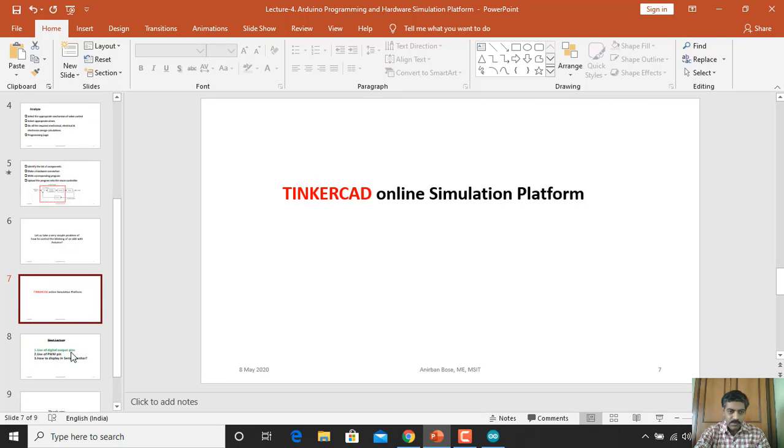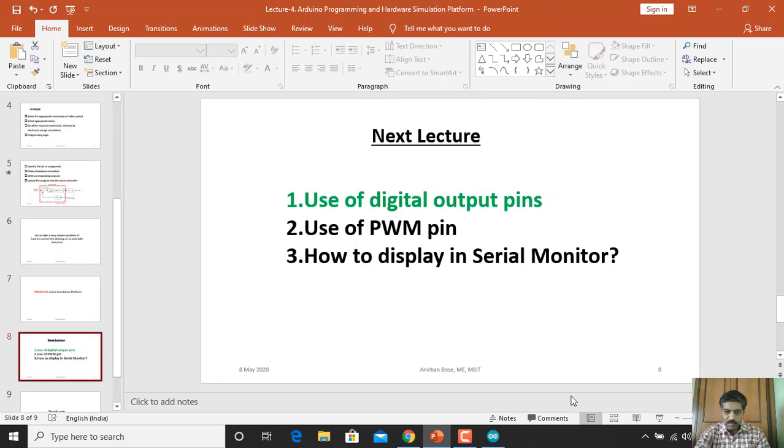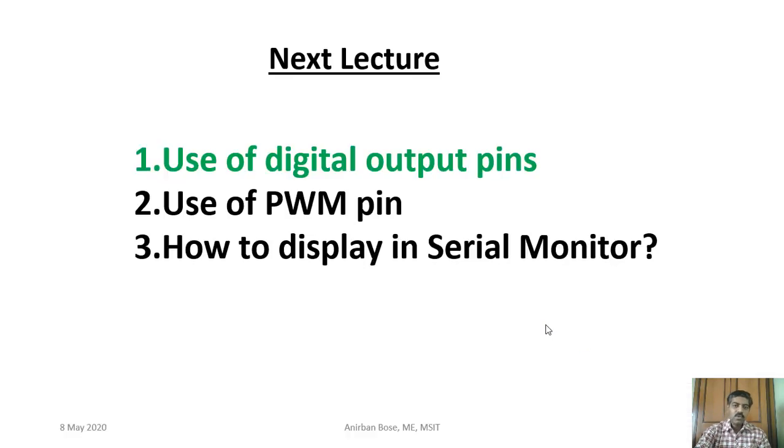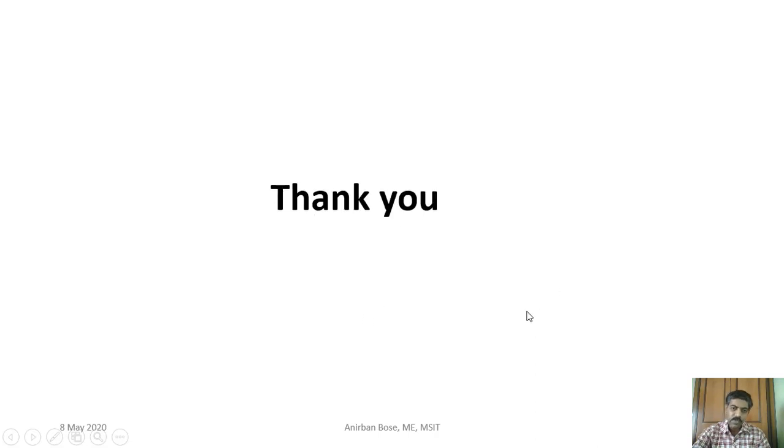So we have seen basically how we can control the digital output pins, because pin number 13 or 12, whatever that may be, were digital output pins. So that we have seen by controlling the blinking of an LED. The next class, or the next lecture, we'll see how to use the PWM pin and how to display in the serial monitor. Thank you.